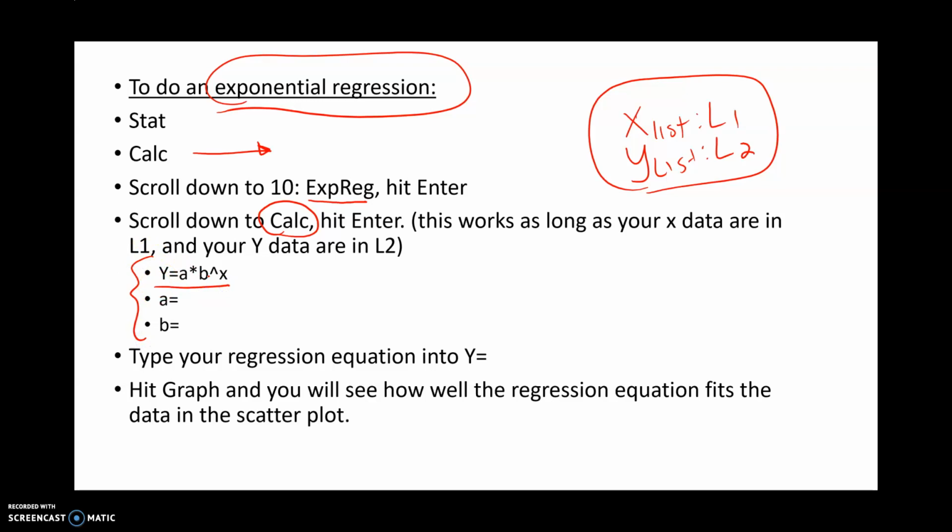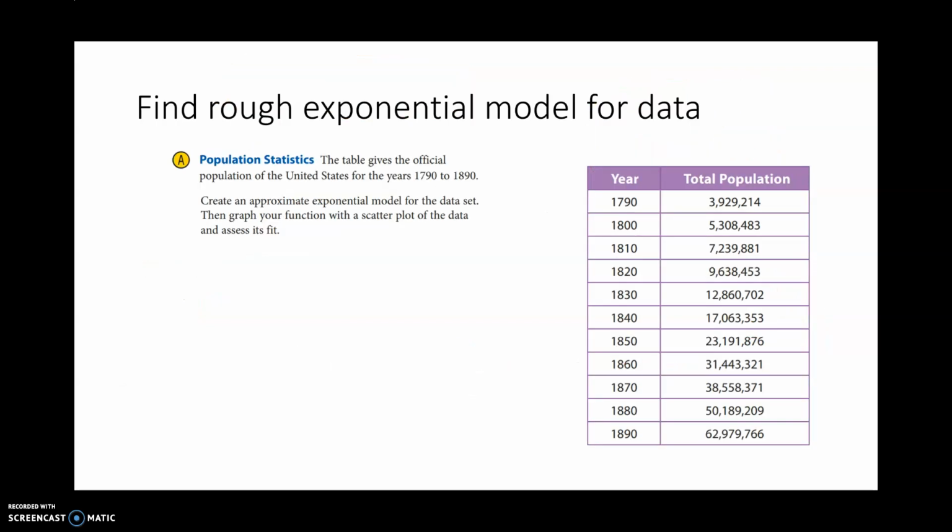Here's the exponential model. It'll tell you what A is from your data, and what B is. Once you have this equation, you can go back to Y equals and type it in, and then it'll lay it on the scatter plot once you hit graph. Let's say our data looks like this. I know this is weak, but your regression could lay in something like this, and you'll see how well it fits the scatter plot.